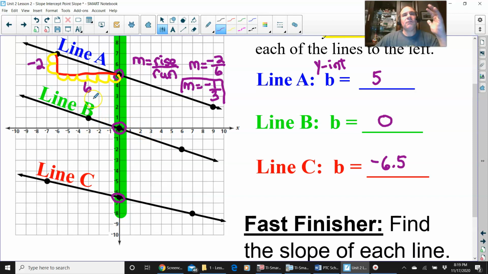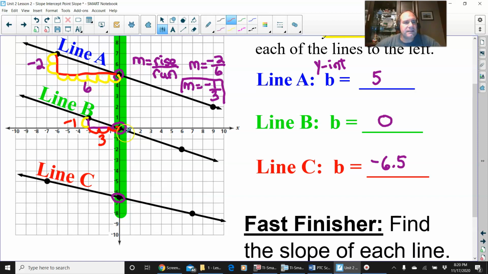Line B, go ahead and take 2 points, make them close together, and figure out the slope. And then do the same thing for line C. Press pause and try those 2 problems now.